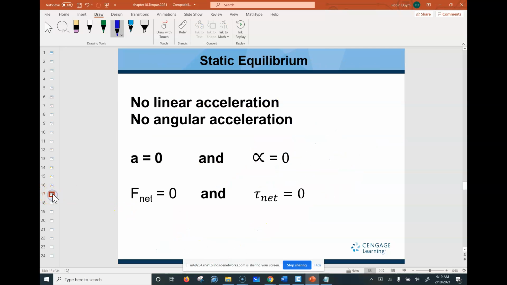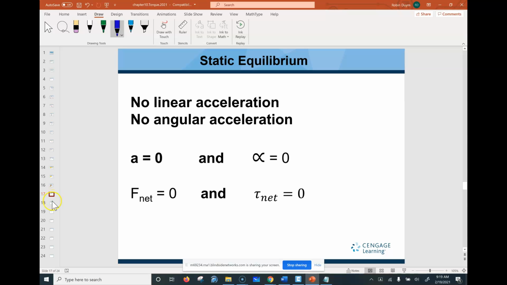So here's this idea of static equilibrium. If you want to build a bridge, you certainly don't want any linear acceleration and you certainly don't want any angular acceleration. So what you have to do is make sure that they meet these conditions: your linear acceleration has to equal 0 and your angular acceleration has to equal 0. And the way to do that is to make sure that all of your net forces equal 0 and all of your net torques equal 0. Those are the conditions.